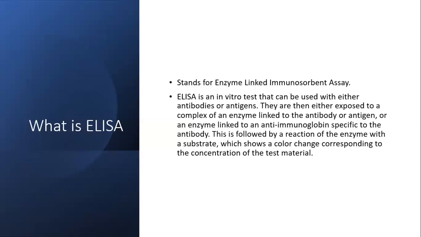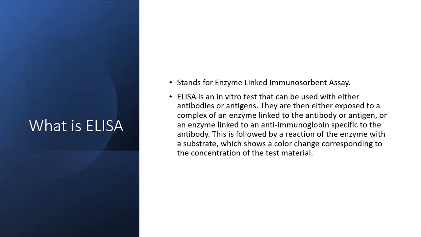So if you're using the test with antibodies, it would be exposed to the complex of an enzyme linked with antigens and vice versa. Or an enzyme linked to an anti-immunoglobulin specific to the antibody. This is followed by a reaction of the enzyme with a substrate, which shows a color change corresponding to the concentration of test material. Now, I know this sounds really complicated, but hopefully when I show the steps, it'll make more sense.